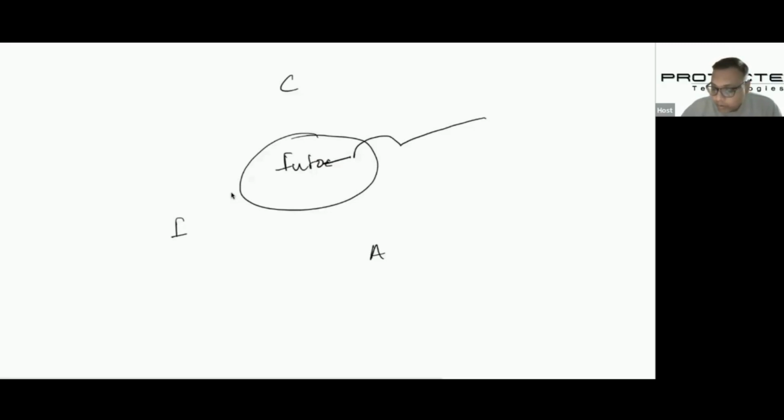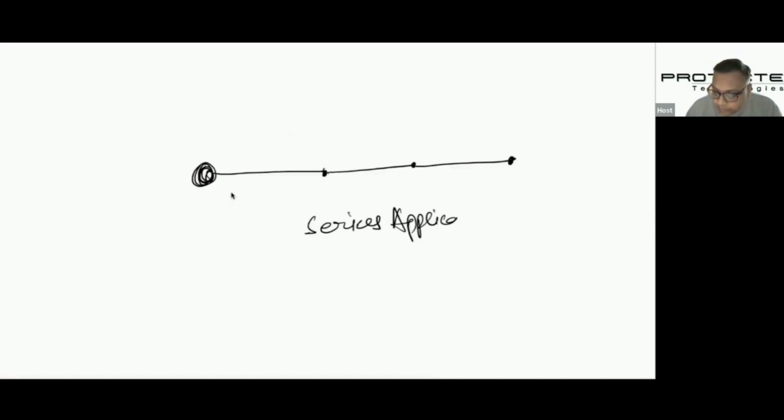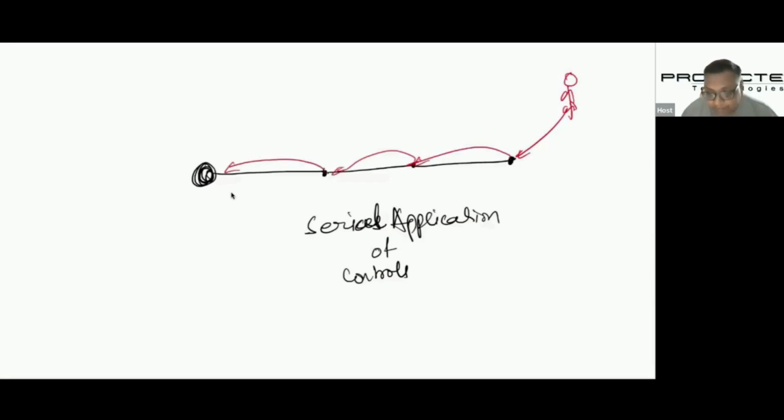So what do you generally do? You have information security with controls laid in layers. And laying of controls in layers is called series application of controls, or serial application of controls. Why do you put controls in series? Because the threat actor has to first overcome the first control, then jump to the second control, then to the third control, and only then will he get access.